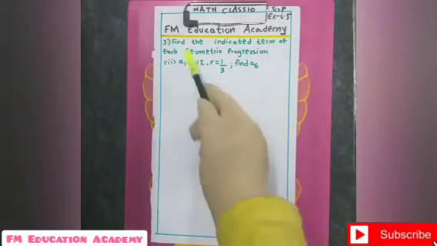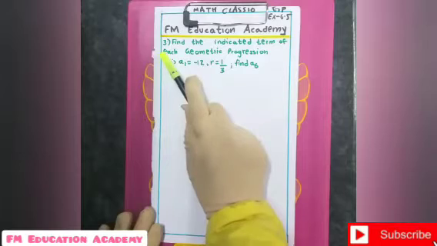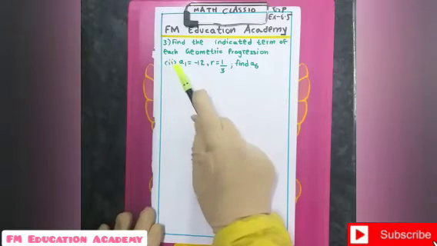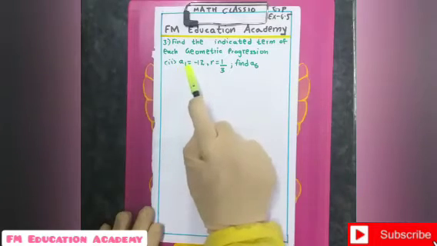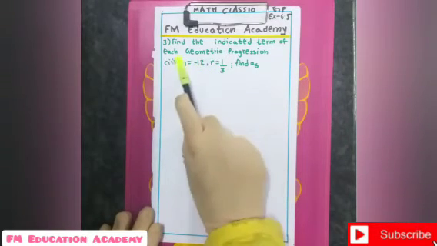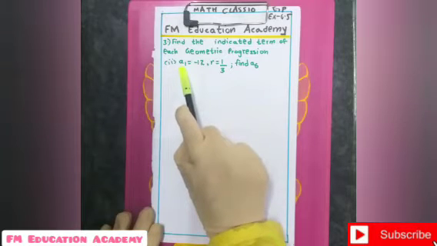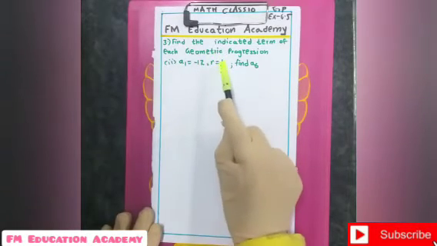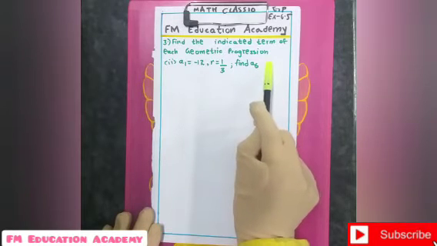The third question is: find the indicated term of each geometric progression. There are two bits in the third question, of which we are doing the second bit. The first bit is homework. The second bit is a1 equal to minus 12, the first term given in the question, because a1 is always the first term, and r is equal to 1 by 3. It is asking me to find the sixth term.